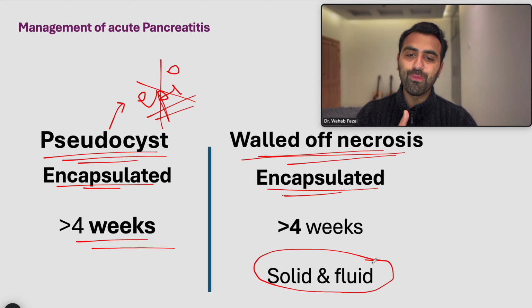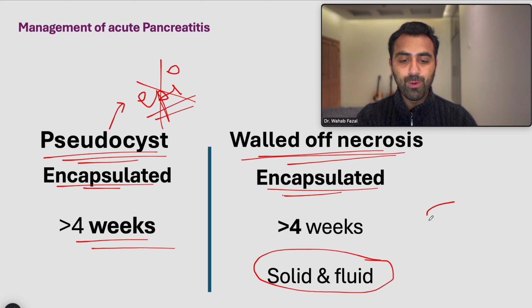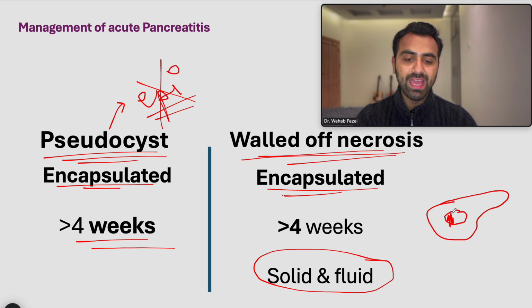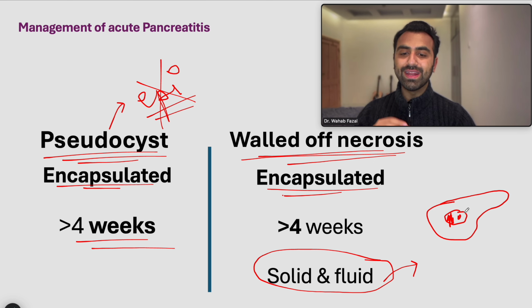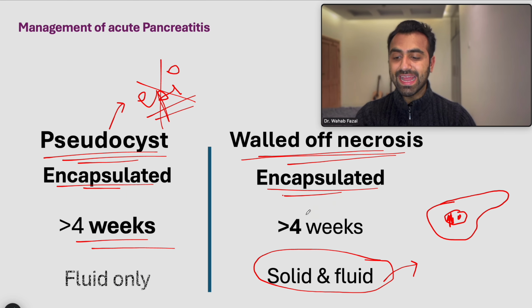Why? Because what is happening is liquefactive necrosis. For example, if this is the pancreas, some of this pancreas is getting liquefied by necrosis. You're getting a mixture between fluid and solid. So if you look at this on contrast enhanced CT, you will tell that there is a mixture of solid and liquid in the walled-off necrosis. And exactly that is the difference between a pseudocyst and a walled-off necrosis.